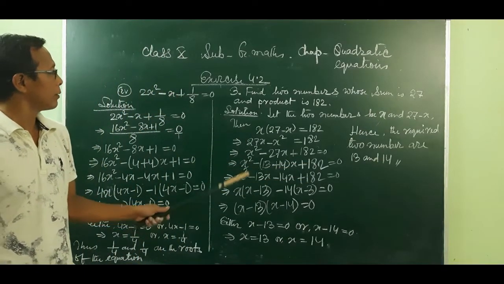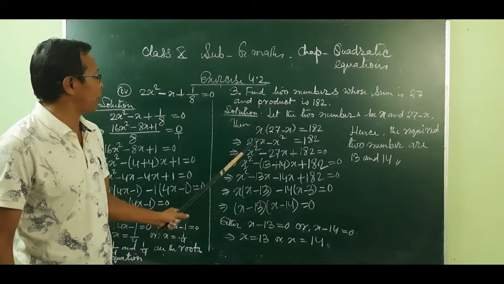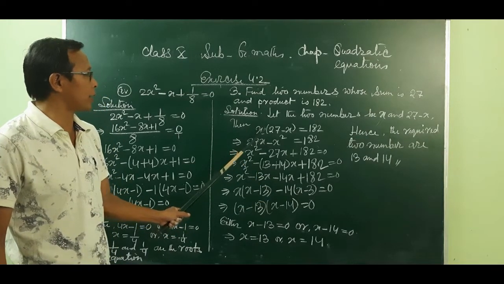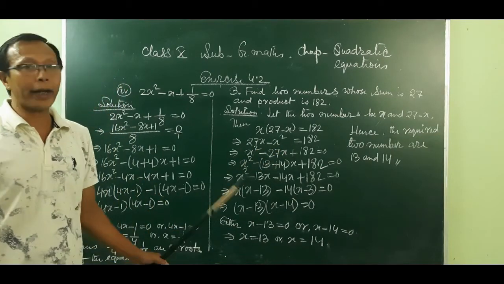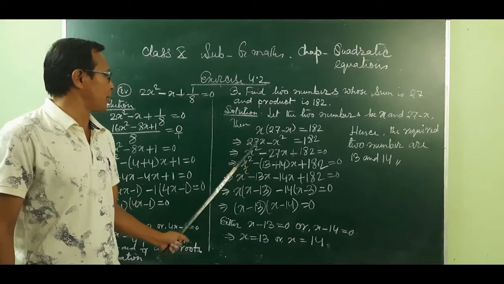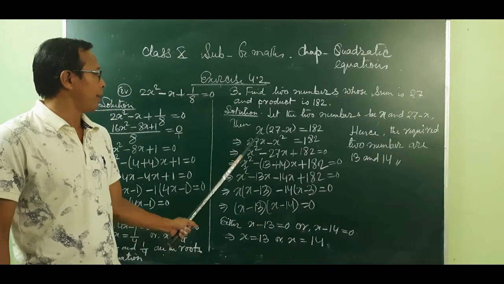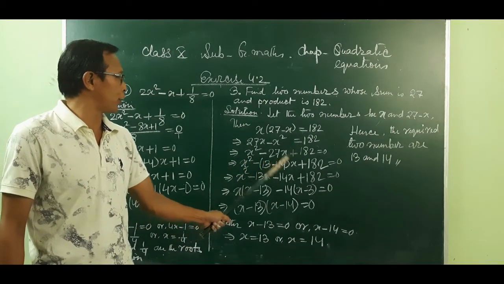Then you start now. What are they telling here? Product. Product means multiply. So I have to write like this: x within the bracket 27 minus x equal to 182. Your next step is what to do? You have to remove the bracket. So x into 27, 27x minus is there. x into x becomes x squared, equal to 182.